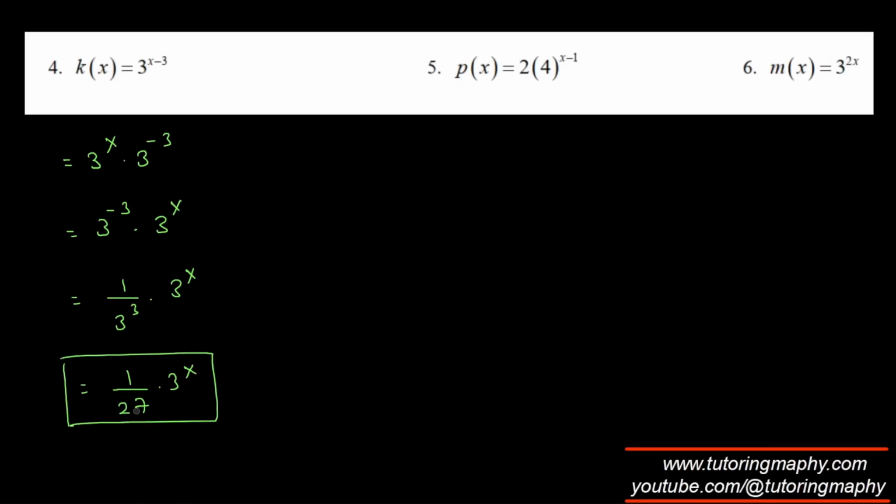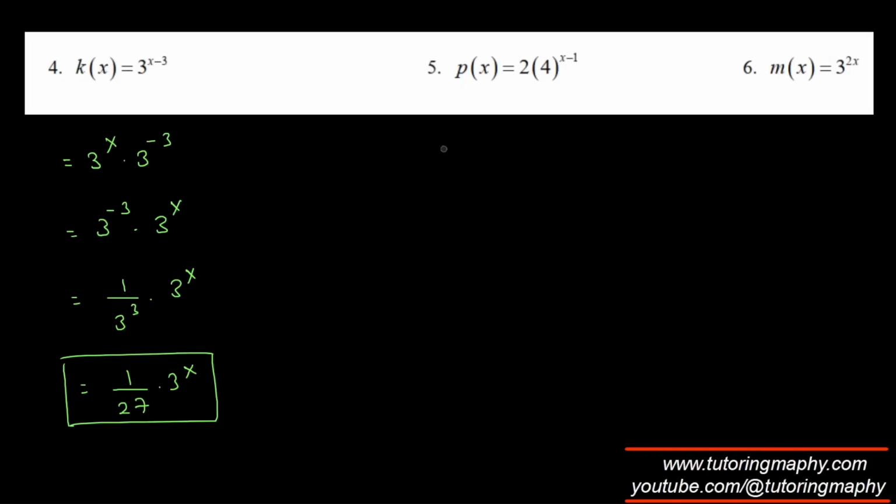Right, more questions. I think this will be easy for you. 3 raised to x times 3 raised to minus 3, which is 3 raised to minus 3 times 3 raised to x. 3 raised to minus 3 is 1 over 3 cube times 3 raised to x, and 1 over 3 cube is 1 over 27 times 3 raised to x, which is the final answer.